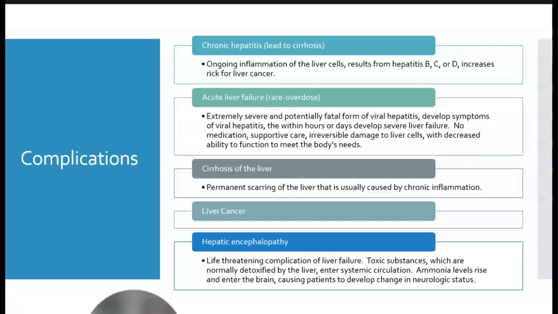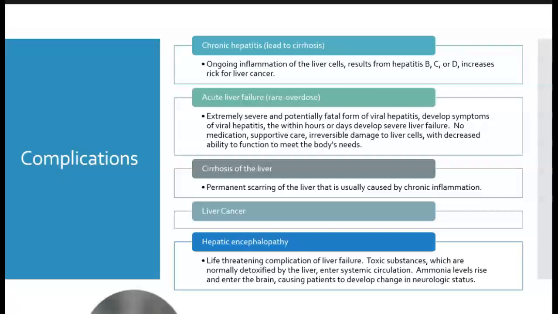Acute liver failure. We don't see acute liver failure very often, but if we do, it's usually rare and usually from some type of overdose, a Tylenol overdose or some type of medication that affects the liver. But it's a severe, potentially fatal form, kind of like your viral hepatitis. It can be viral, it can be acute, it can be a drug overdose. So symptoms develop like a viral hepatitis, but within hours we go into liver failure. There's really no medications to treat it, so we provide supportive care.